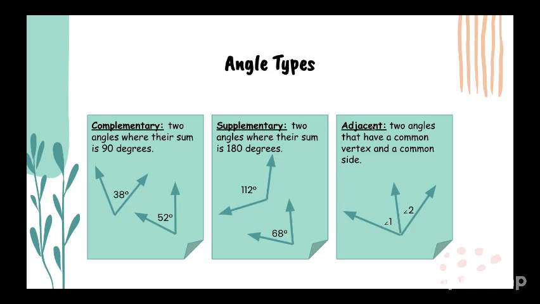And adjacent angles are two angles that have a common vertex and a common side. So if we're looking at this example here, angle 1 and angle 2 have the same vertex, their rays meet at the same point, and they share this side in common. But adjacent angles don't have to have a specific sum, where complementary and supplementary do.